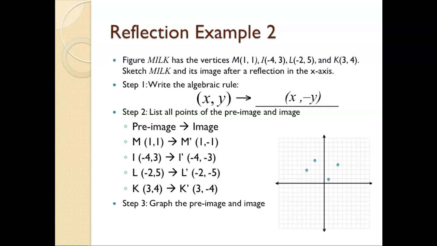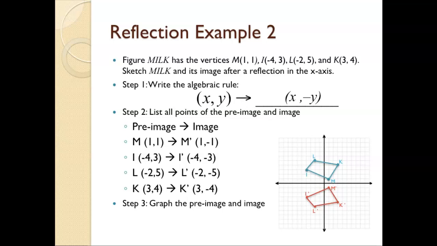So we have (1, 1), (-4, 3), (-2, 5), and (3, 4). So that's MILK. And then we'll graph the image, and that would be (1, -1), (-4, -3), (-2, -5), and (3, -4). And you can see here, after I've labeled this, how exactly we have reflected our original image, our pre-image, to become the image.